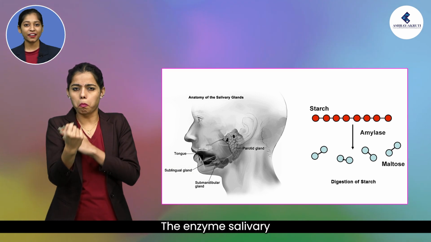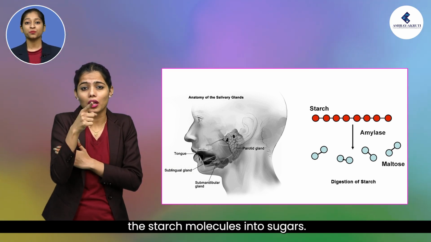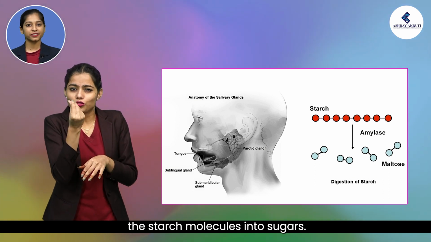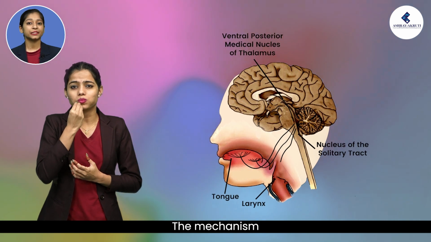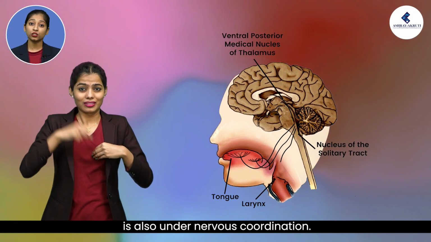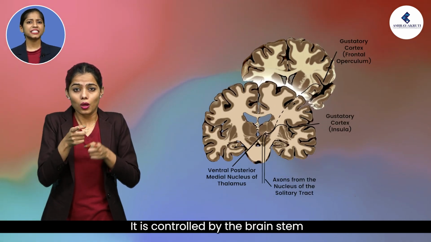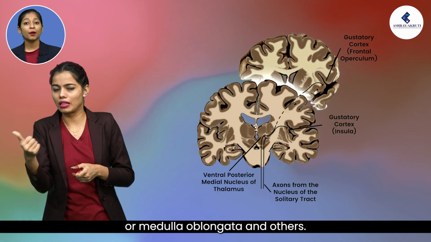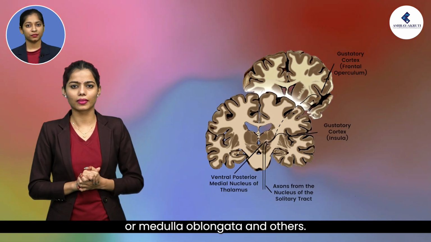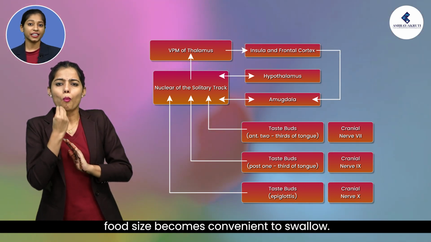The enzyme salivary amylase in the saliva breaks down the starch molecules into sugars. The mechanism for swallowing is also under nervous coordination. It is controlled by the brain stem or medulla oblongata and others. During mastication, food size becomes convenient to swallow.